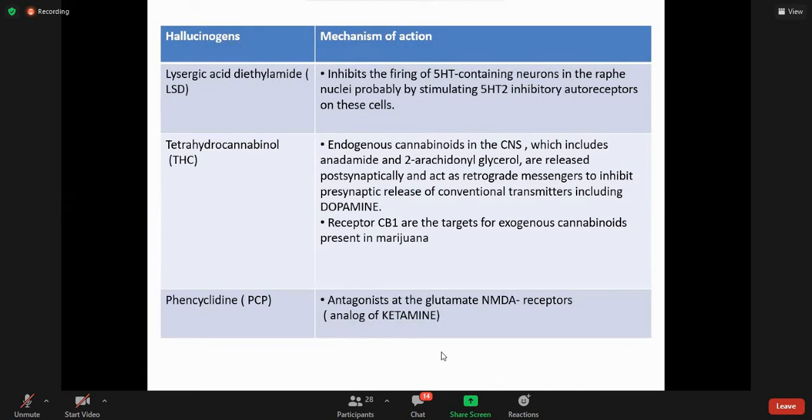And you know, one of the peculiar side effects of ketamine is vivid dreams, right? Vivid dreams, or this is the hallucinogenic activity due to phencyclidine, which is a very important property of phencyclidine.